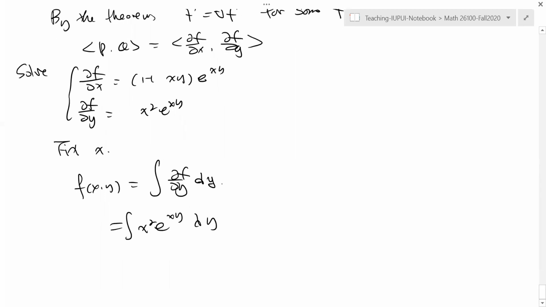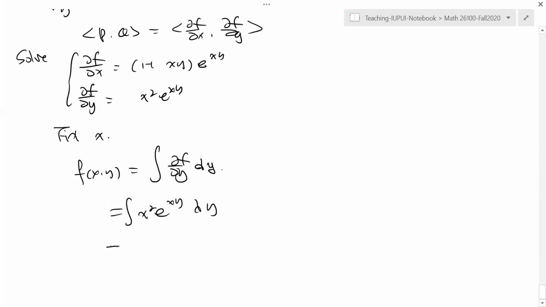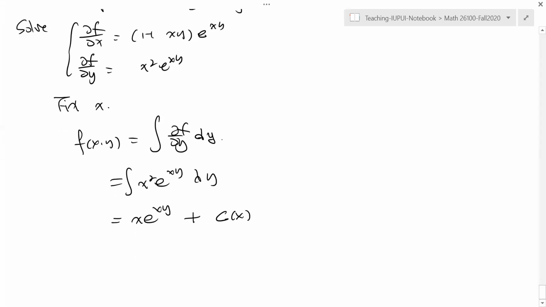When you integrate, what is the antiderivative of this? It is x e to the xy, because when you differentiate with respect to y, you get x squared e to the xy. And don't forget the plus constant, which depends on x, because you fixed x. So every time, the constant depends on x. Then you use that to plug into the first equation.